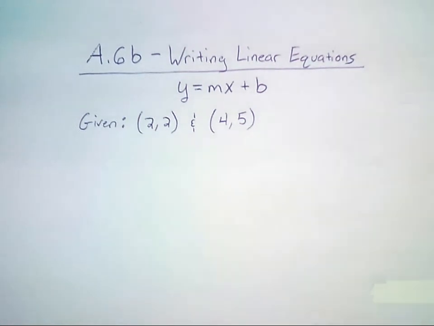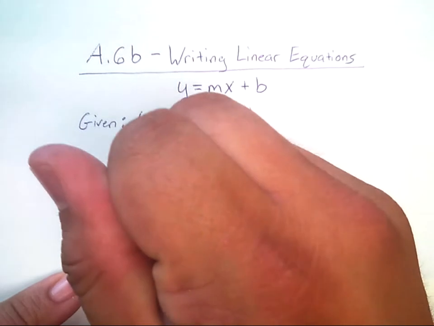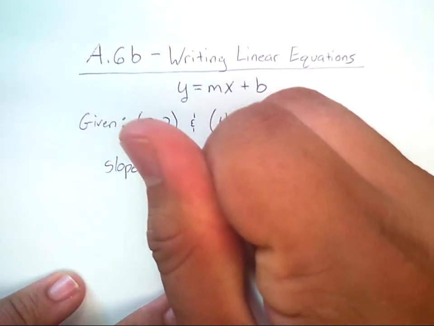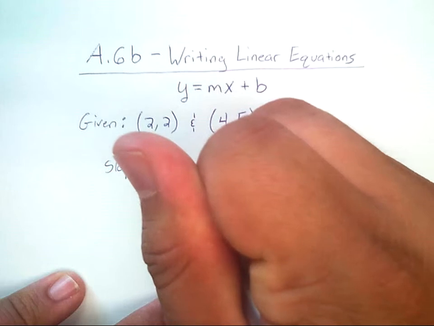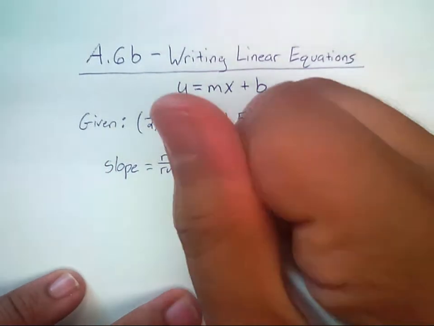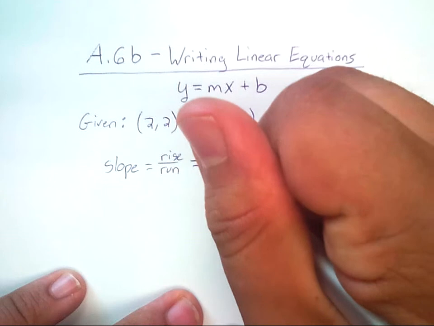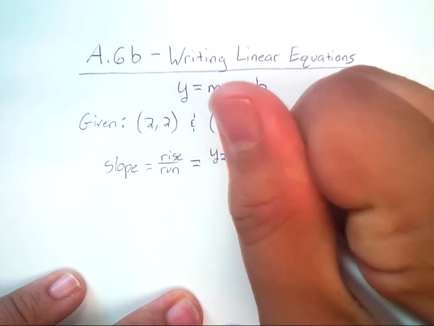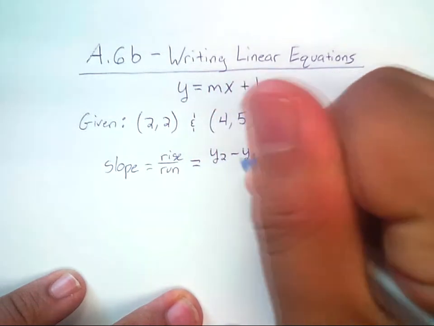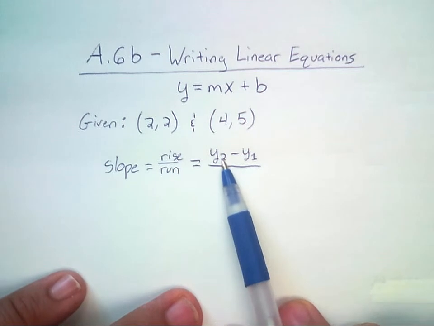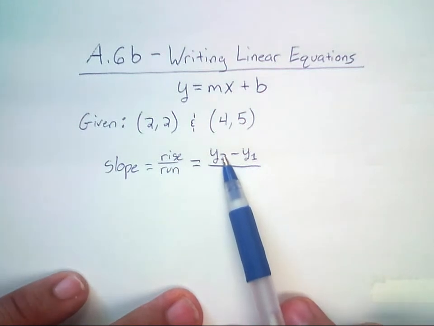So what we need to do is use these 2 points to first find the slope. To find the slope, we're going to use that rise over run concept. If you notice, I have 2 ordered pairs, so I have 2 y values. We're going to take one of the y values and subtract the other one. And you might be saying to yourself, those are some funny looking exponents. Well, they're not exponents. These are called subscript numbers.